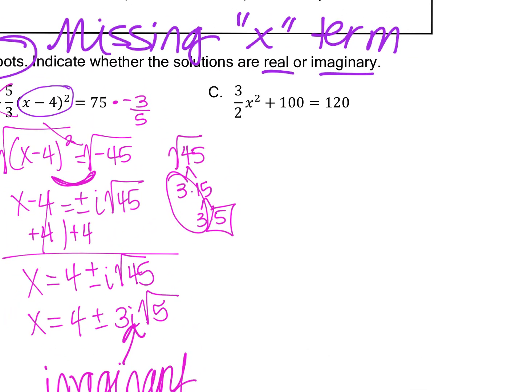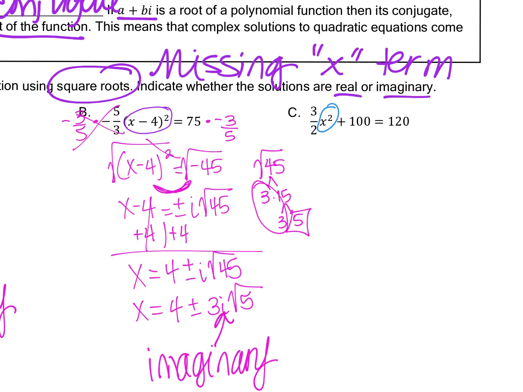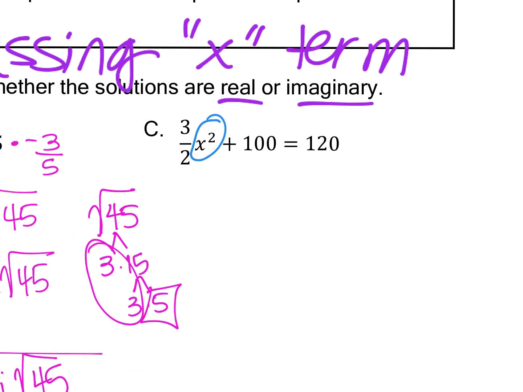Okay, let's look at the next one. If it helps you, circle whatever is squared. You need to isolate it, which means get everything away from it that's not circled. So I first have to get rid of the 100.